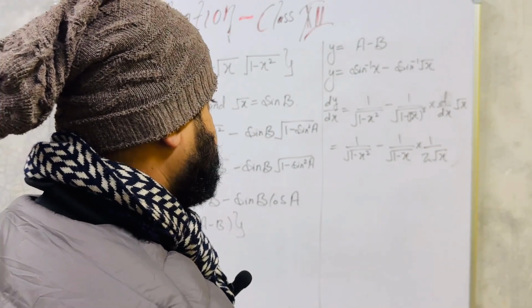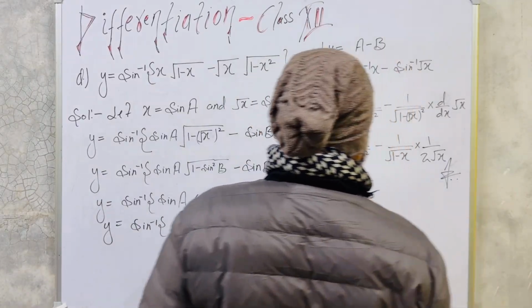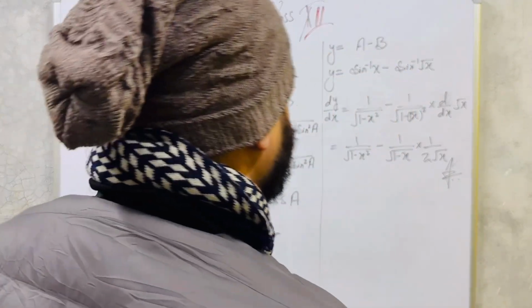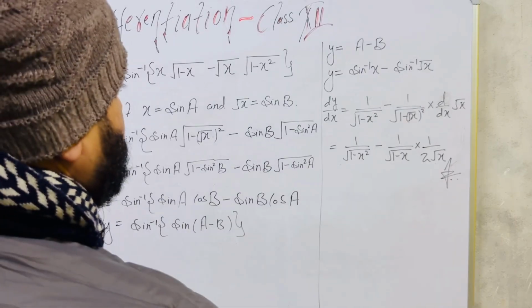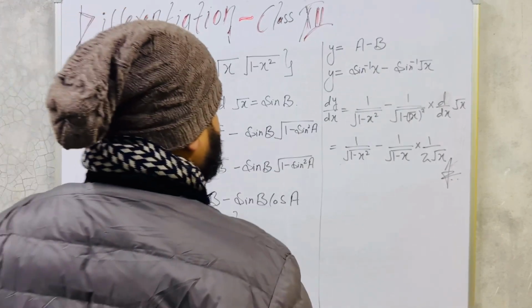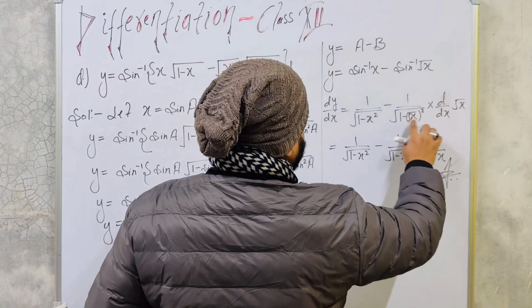Now this is the final answer: 1 upon under root 1 minus x square minus 1 upon under root 1 minus x, into 1 upon 2 under root x. The differentiation of sine inverse under root x is 1 upon under root of 1 minus x.